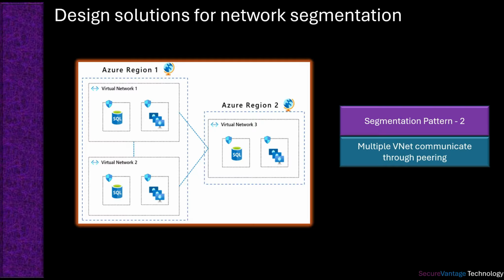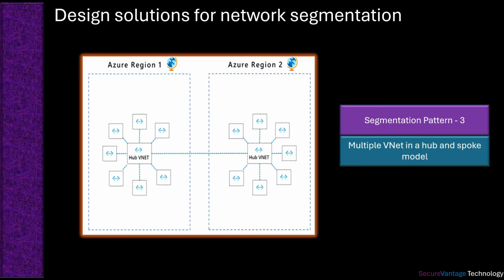Such a type of segmentation is used for replicating workloads across virtual networks in different regions or to address business resiliency, with explicit peering to manage connectivity. This is segmentation pattern 3. This segmentation pattern includes multiple virtual networks in a hub and spoke model. In this case, a virtual network acts as a central hub with other virtual networks connected as spokes. Traffic between spokes is routed through the hub, where centralized security controls are applied.